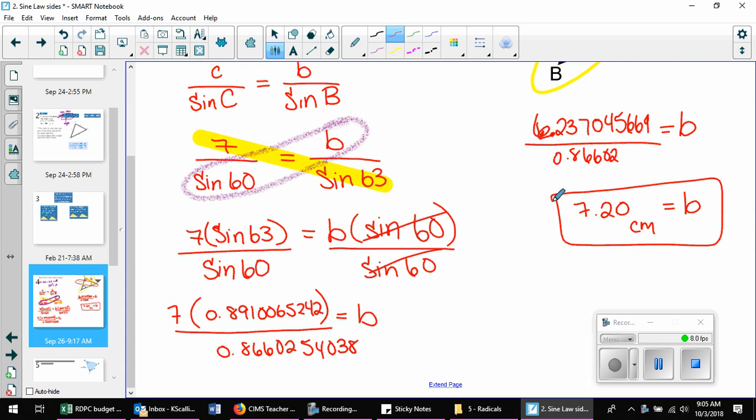Right, so if you don't use all the decimals, that's going to cost you a half mark once on your provincial exam. So rounding kind of matters.